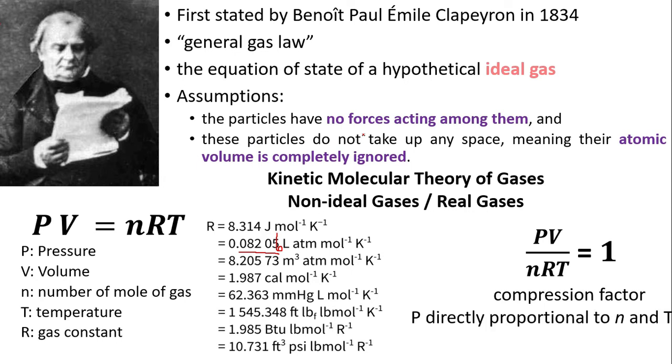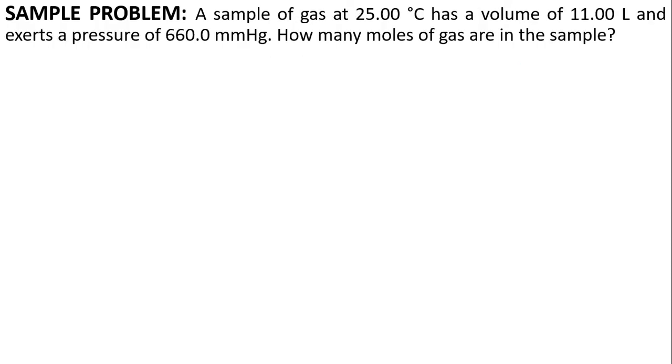Okay, so this also means that P is directly proportional to n and T because they are on opposite sides. And P is indirectly or inversely proportional to V since they are on the same side. So meaning when P increases, V decreases. Okay, so let's try to solve this.